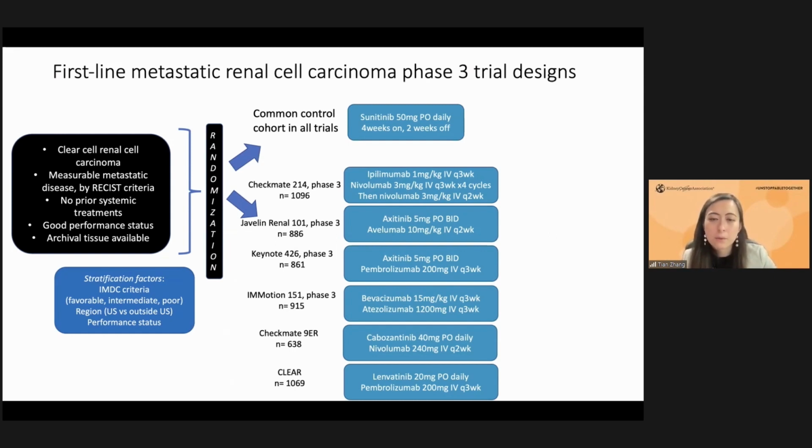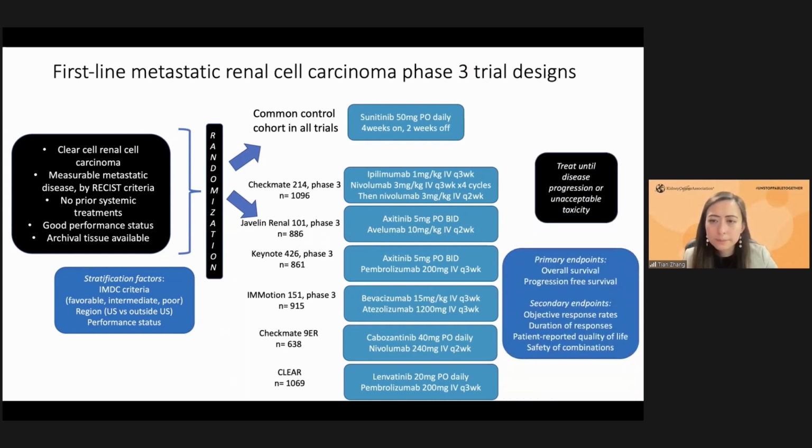So we'll take you through a couple of these trial data and show you why these immunotherapy combinations were ultimately approved. These patients were all treated until disease progression or unacceptable toxicities, and their primary endpoints revolved around overall survival and progression-free survival.